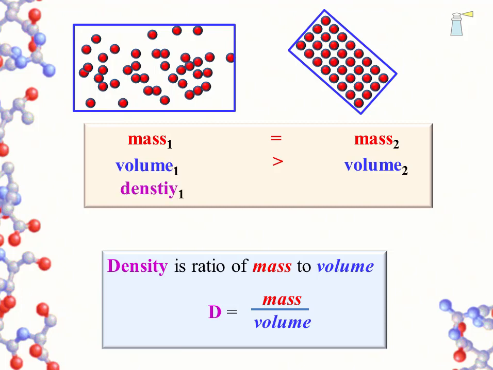Dividing mass 1 by volume 1 gives density for group 1. Dividing mass 2 by volume 2 gives the density for group 2. Since the masses are the same, these two densities will only differ in their volumes. Volume is in the denominator of this equation, which means the larger the volume, the smaller the density fraction. Therefore, density 1 is less than density 2. Density has two components, and we will consider them both when determining a density.